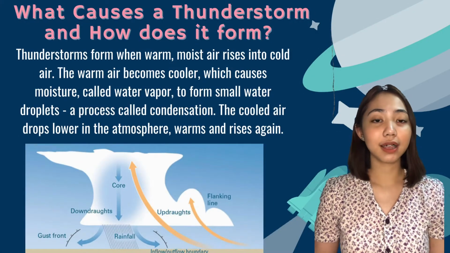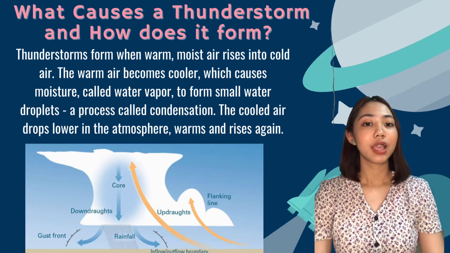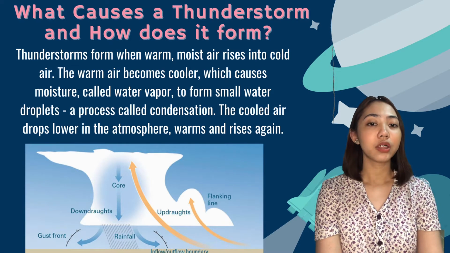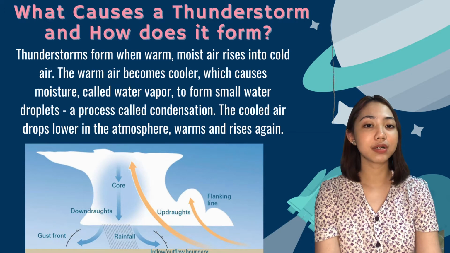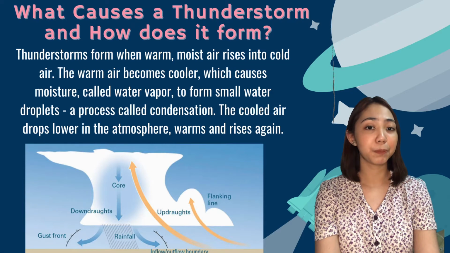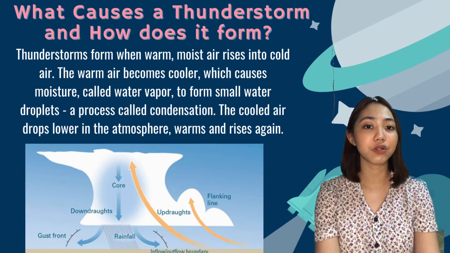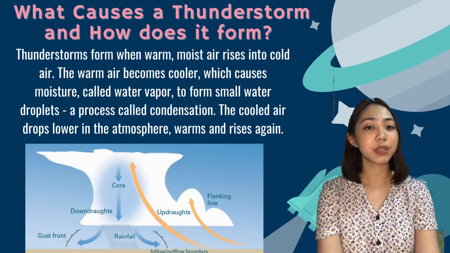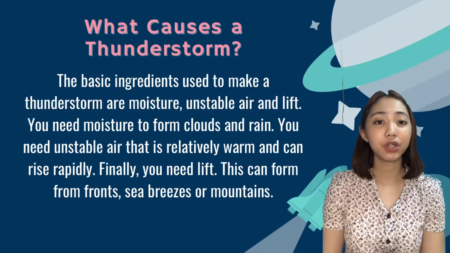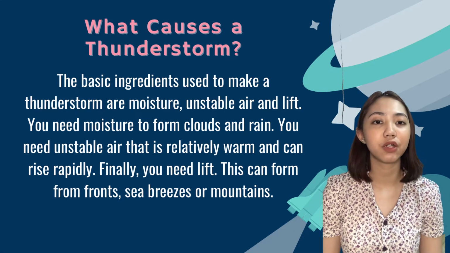Now we will be discussing the causes of thunderstorms and how they form. Thunderstorms are formed when warm moist air rises into cold air. The warm air becomes cooler, which causes moisture called water vapor to form small droplets by a process called condensation. If this happens with large amounts of air and moisture, there is a big tendency that a thunderstorm can be formed.